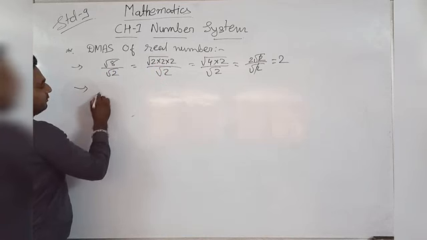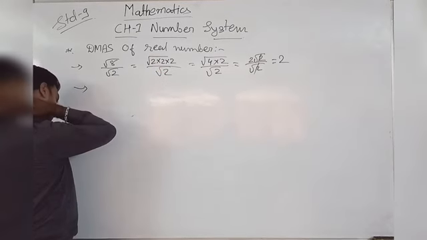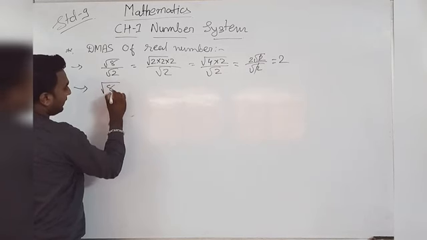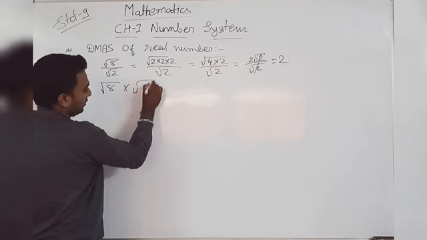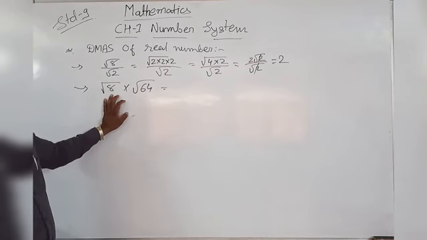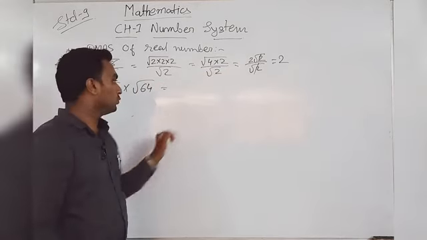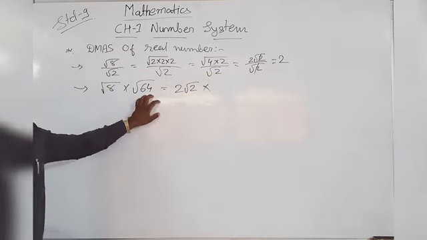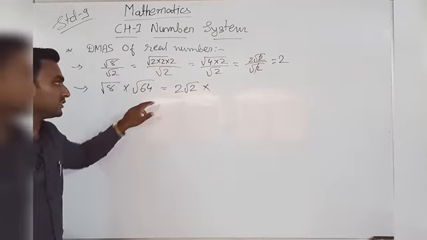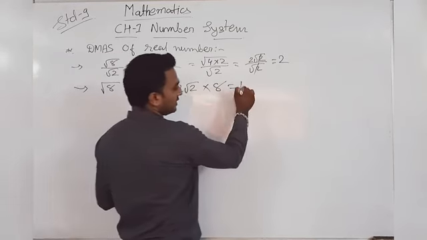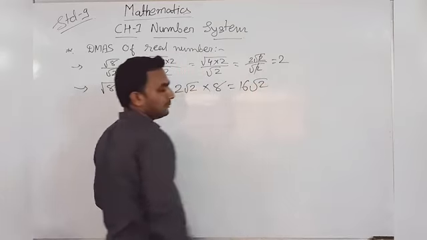Then multiplication of real numbers. Suppose I have two numbers, root 8 multiplied by root 64. See here, what is root 8? We know that root 8 is equal to 2 root 2, so I will write here 2 root 2. Multiplied by, what is the square root of 64? 8 times 8 is 64, so the answer will be 8. So 8 times 2 is 16 root 2, which is your answer of multiplication.